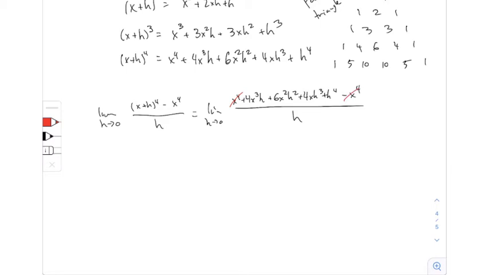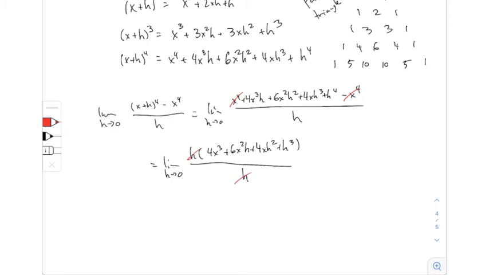But you will notice all the other things up there have an h in them, so I can factor the h out the way we always do. Let's do that. Pull the h out to the front. What remains is 4x cubed plus 6x squared h plus 4x h squared plus h cubed, divided by h. We cancel these two h's and then plug in h equals 0.